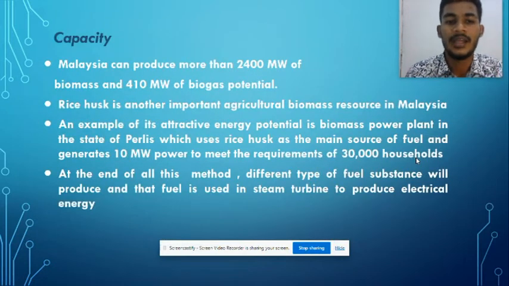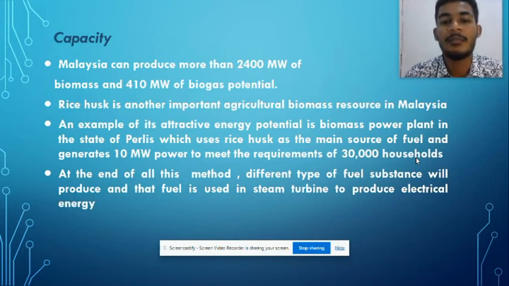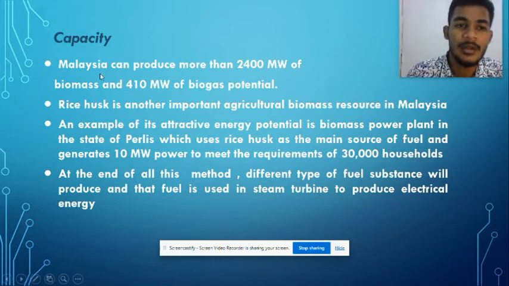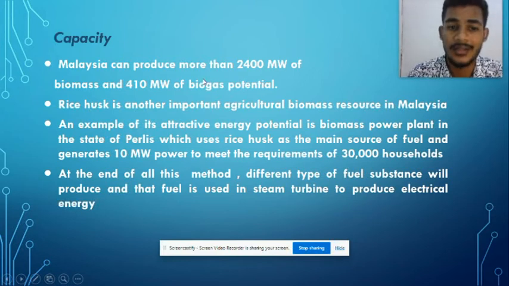1 million of agriculture waste is used to generate 2.5 megawatt of electricity in a biomass power plant. It's enough to power approximately 2,600 homes, which is equivalent to one whole town. In Malaysia, it can potentially produce more than 2,400 megawatt of biomass and 410 megawatt of biogas.